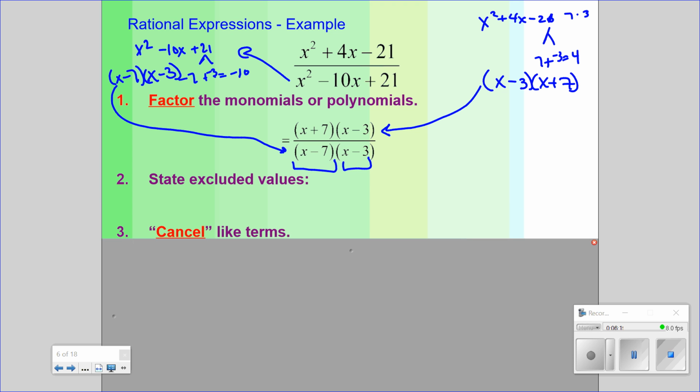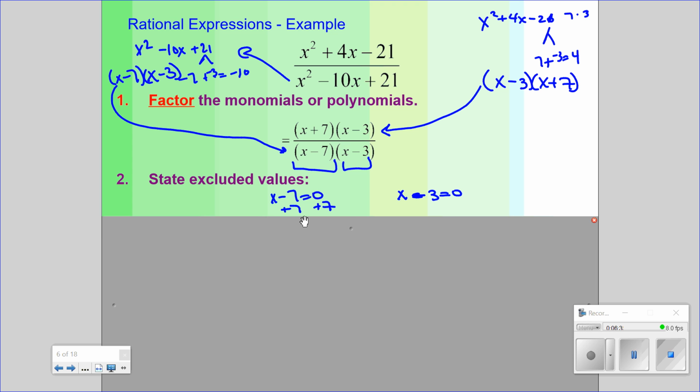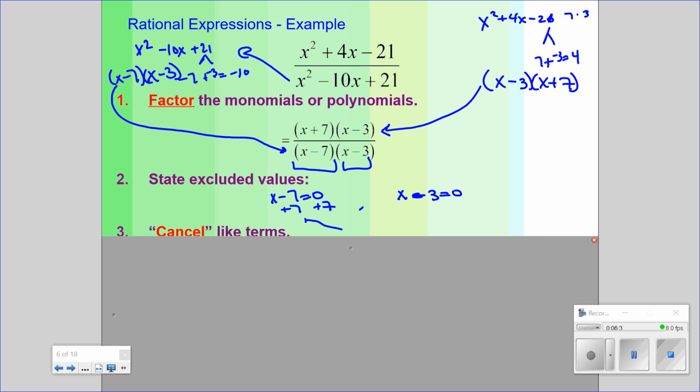So to state our excluded values, what we will do is take each factor individually and set each factor equal to 0. And really what we're doing here, x minus 3 equals 0, is solving for what actually would make those parts equal 0. This would make it 7 for the x. Here, if I add 3 to both sides, then x equals 3. So what we find is that if x were to equal 7 or 3, both of these scenarios would make the denominator equal 0. So actually, x cannot equal these values.